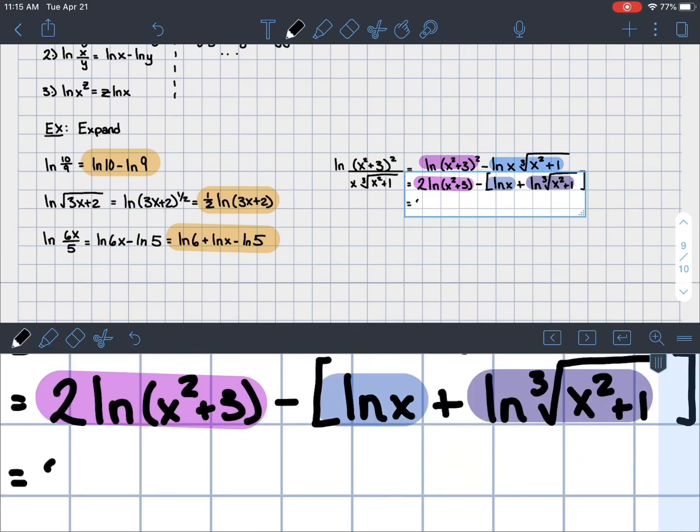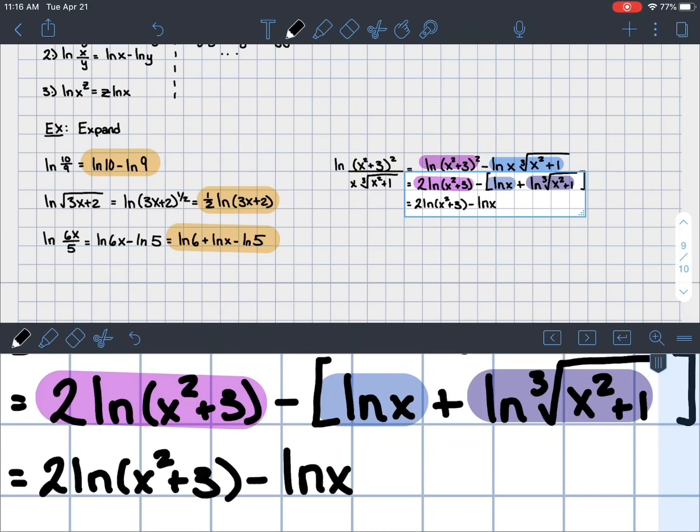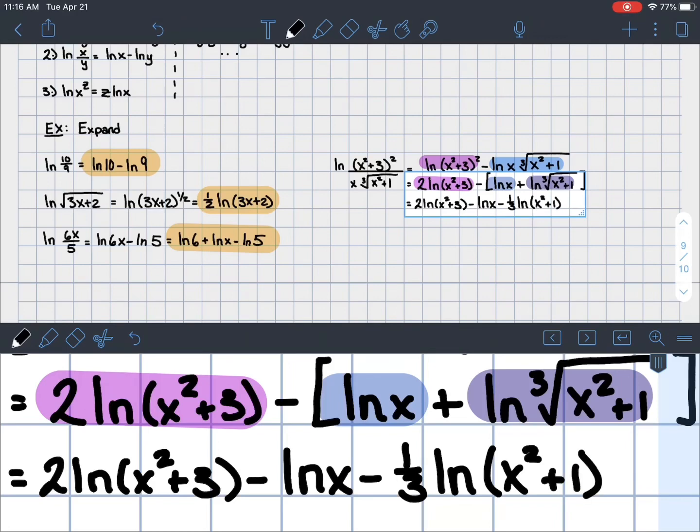We saw this trick earlier in an example. That cube root is actually that whole thing raised to the 1/3. So I expand it by pulling the 1/3 out front. And now we have fully expanded this challenge problem. You can pause on any step to take a look at it deeper if you need to.